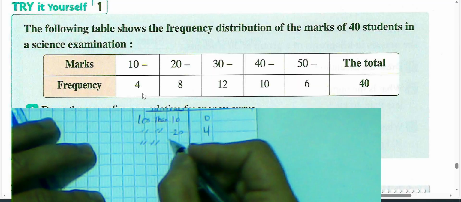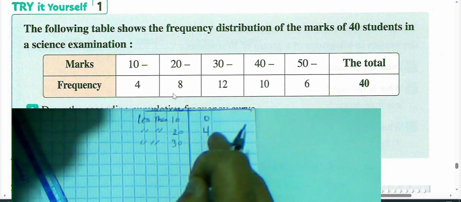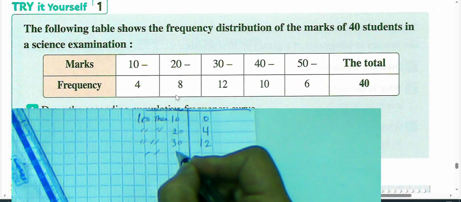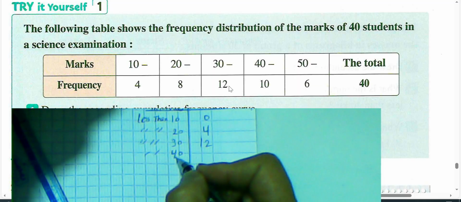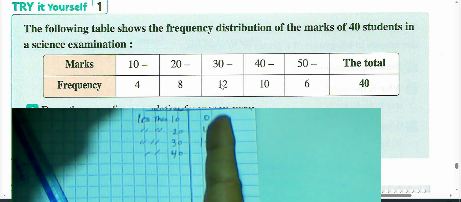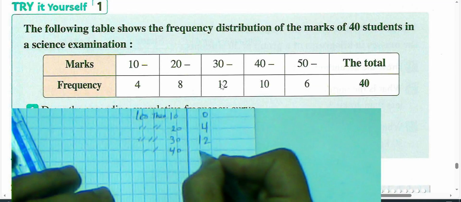And less than 30, you can collect 4 plus 8. Look here, 4 plus 8 equals 12. Less than 40, you can collect 12 plus 12, or 12 plus 8 plus 4. 12 plus 12 equals 24.